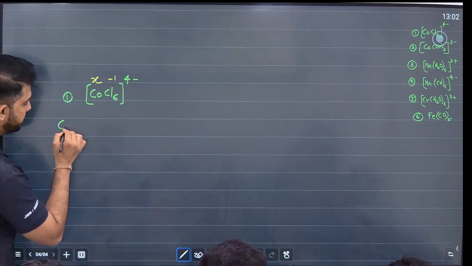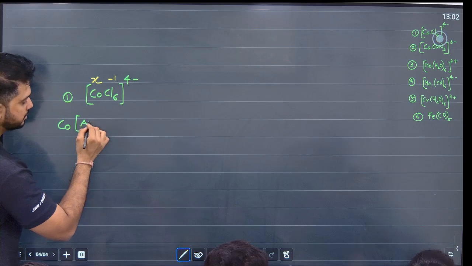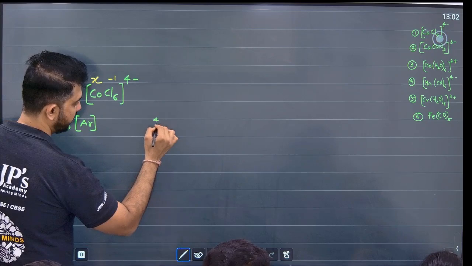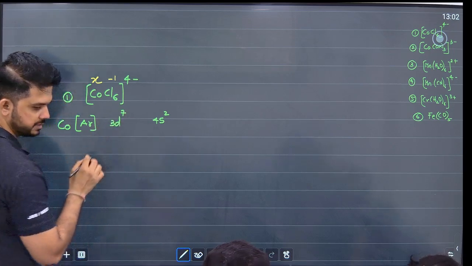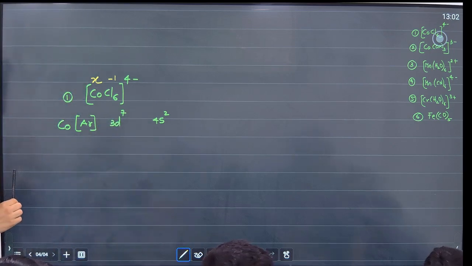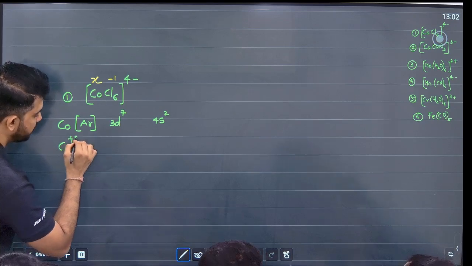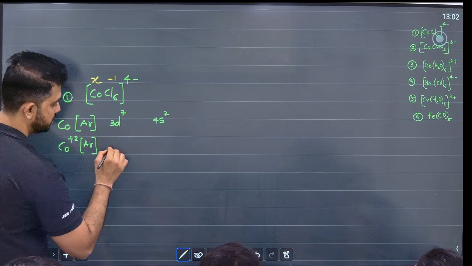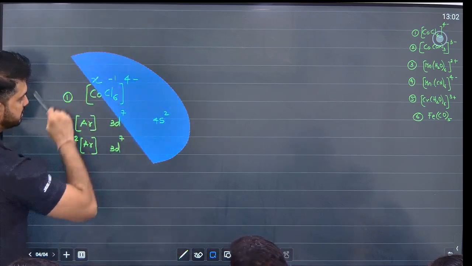So cobalt will be 2 plus. Cobalt electronic configuration 4s2 3d7. Yes or no? Pay attention, please. But what's the charge on cobalt over here? Plus 2. So what will now the configuration be for cobalt plus 2? 3d7, 4s 0.